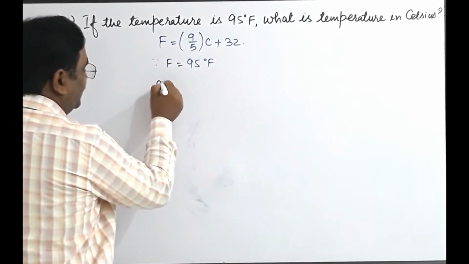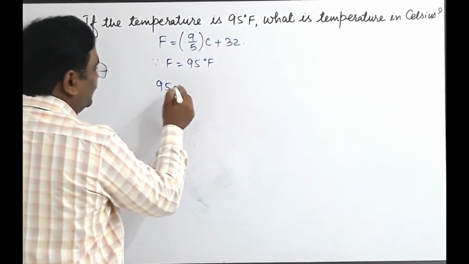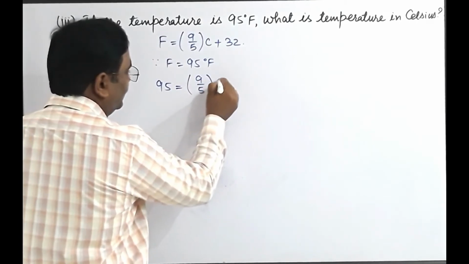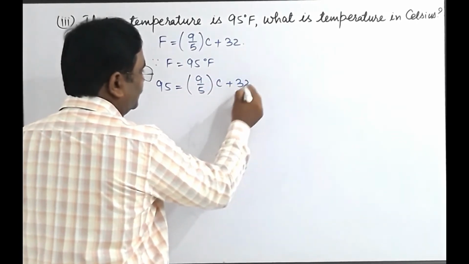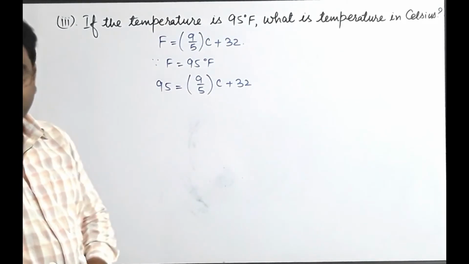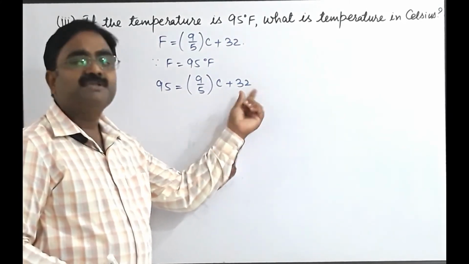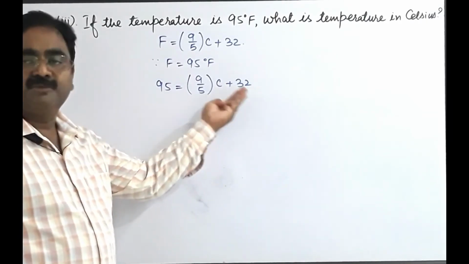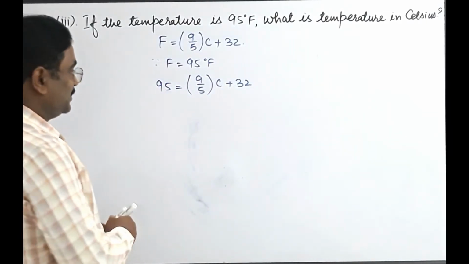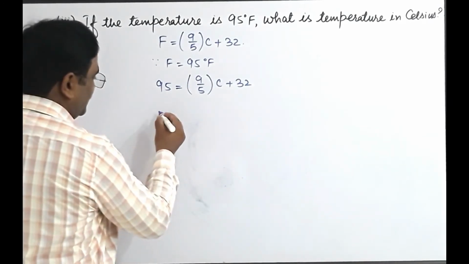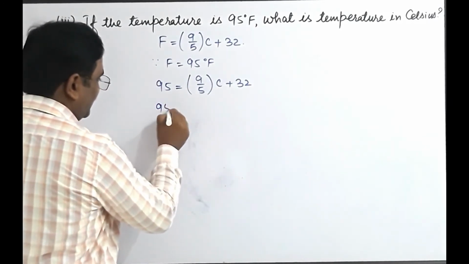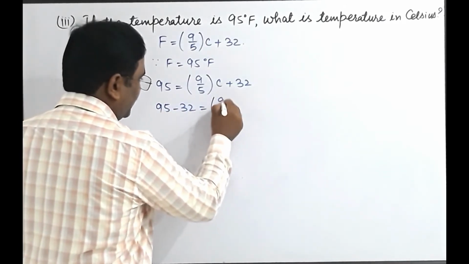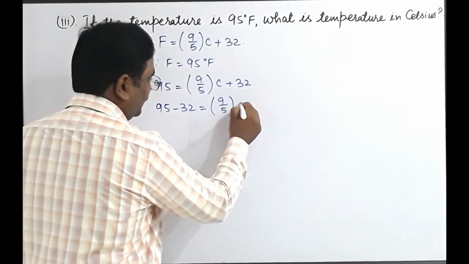We will get 95, which is F, equals to 9 upon 5 into C plus 32. Let us solve this equation. 32 is on the right side, having sign plus. Transpose this number to the left side. So this can be written as 95 minus 32 equals to 9 upon 5 into C.